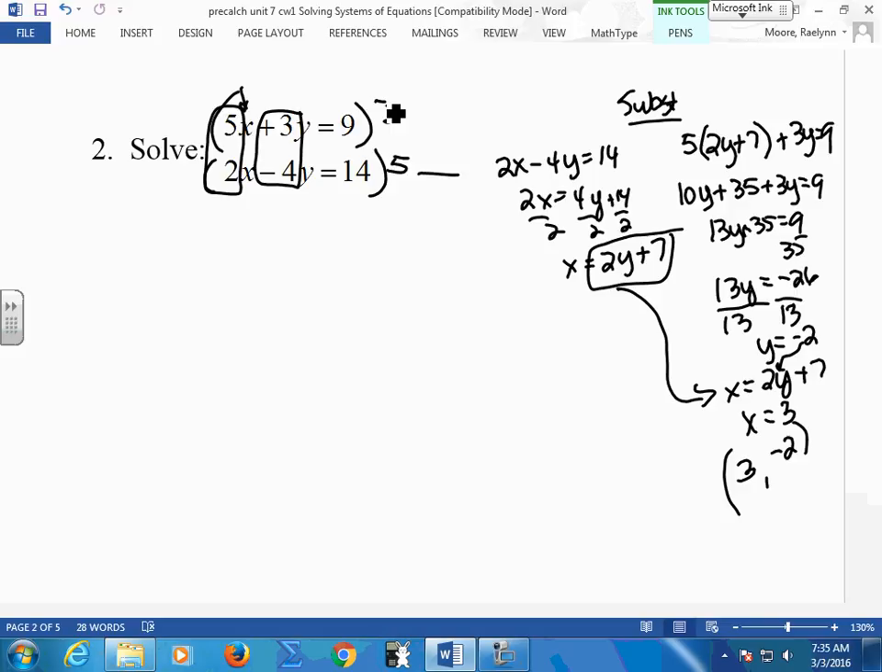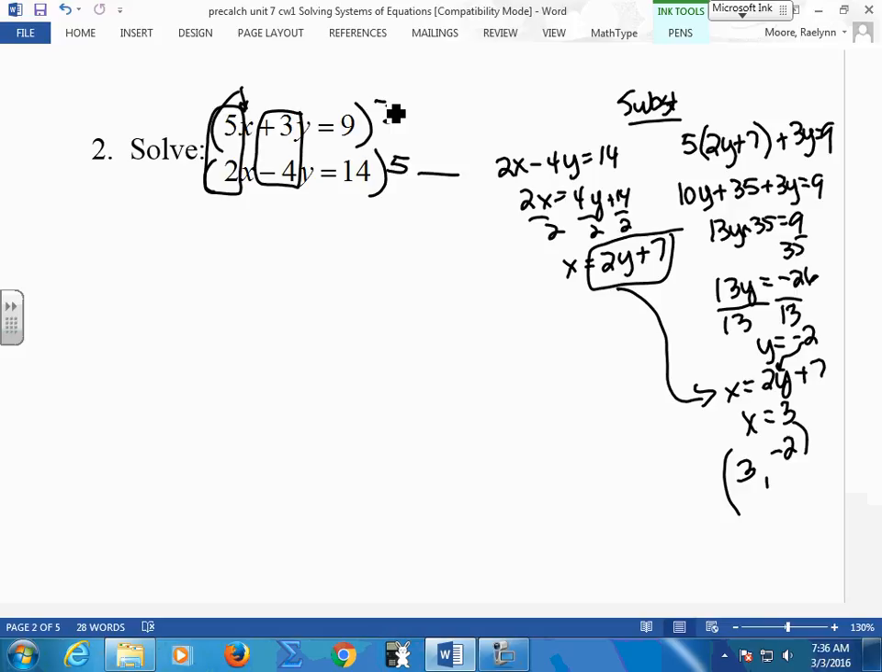What's another way you could do it? Anybody have another way to do it? You do 4 and 3. You can do 4 and 3 because they're already opposite signs. What you want to do is find the common multiple between both of these. You want to find the first common multiple, and then you want to make sure you multiply them both to match that. So we'll go with this.